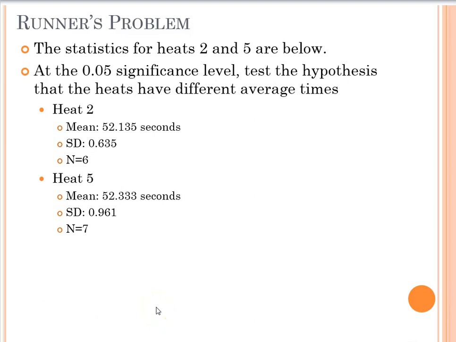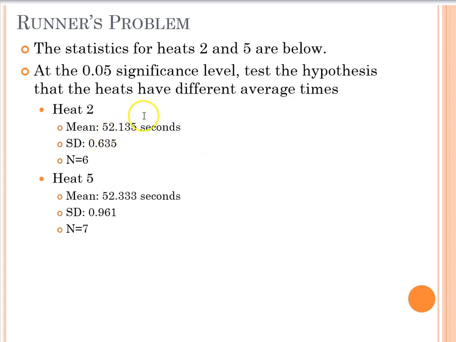So now I'm going to work through two problems to show you how to run a two-sample t-test. Here we have two samples of runners in heat 2 and runners in heat 5. And we want to test to see if there's a statistically different average between those two heats.